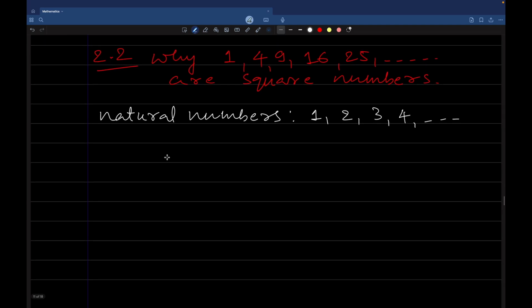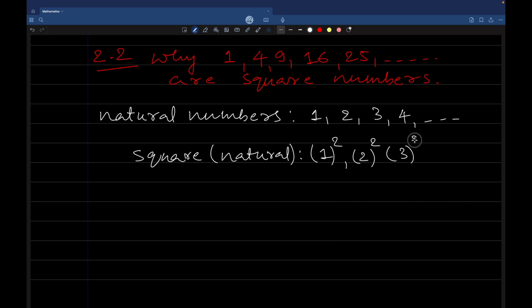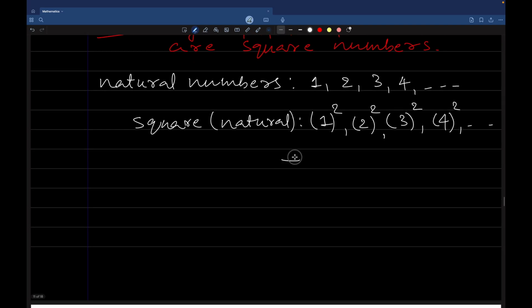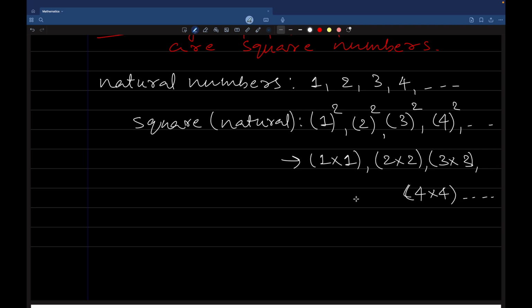If we square the natural numbers, that is 1 square, 2 square, 3 square, 4 square and so on, that is 1 into 1, 2 into 2, 3 into 3, 4 into 4 and so on, we will get 1, 4, 9, 16.